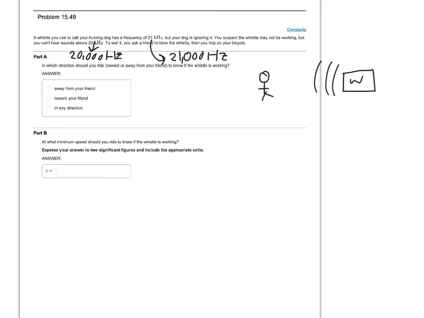So the first question is, in what direction should we ride? We want the observed frequency to be 20,000, lower than the frequency of the source. So in order to reduce that frequency, we want to ride away from our friend, because when we move away, the frequency decreases.